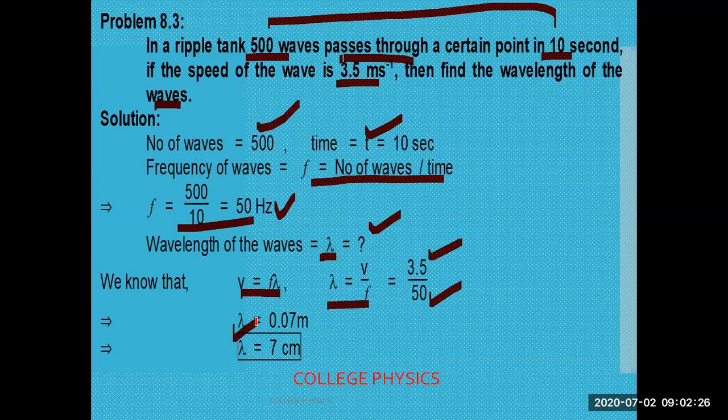This is one of the techniques which we can use depending on the given data. Using the given data, we calculate the wavelength of the waves if frequency and speed are given. This is one of the techniques, using the wavelength formula.